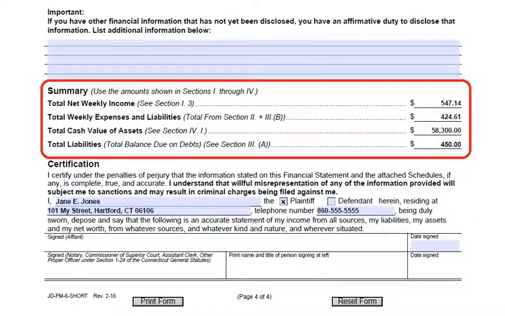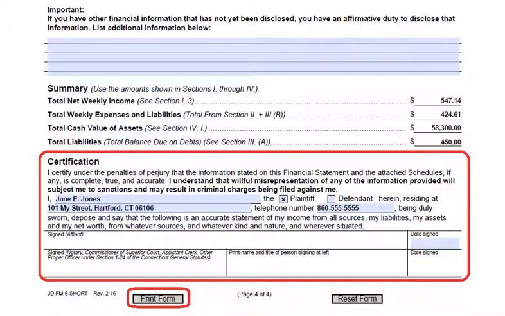The section of the form labeled Summary asks you to re-enter the information provided earlier on the form. Enter the amount in the space provided for each of the following, or allow the automated form to do it for you. For total net weekly income, re-enter the amount you entered in Part 3 of Section 1, Net Weekly Income. For total weekly expenses and liabilities, add together the totals in total weekly expenses not deducted from pay and total weekly liabilities expenses in Sections 2 and 3. For total cash value of assets, re-enter the amount found in Part I of Section 4, Total Net Value All Assets. For total liabilities, re-enter the amount from Part A in Section 3, Total Liabilities.